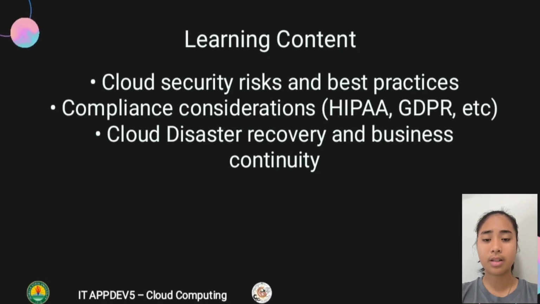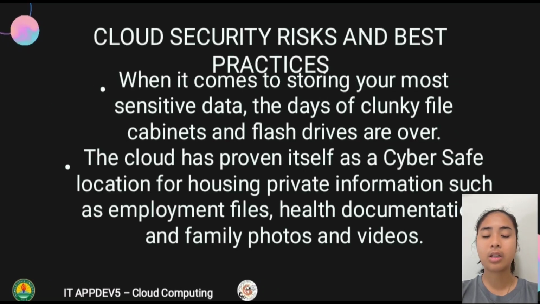This lesson covers cloud security risks and best practices, compliance frameworks like HIPAA and GDPR, disaster recovery and business continuity. Cloud security risk and best practices: the cloud is a secure way to store sensitive data like job records and health files. However, it requires security measures like encryption and access control to prevent cyber threats.